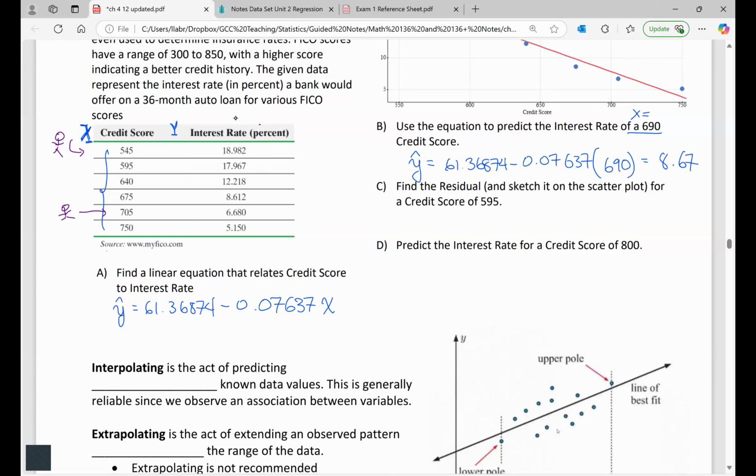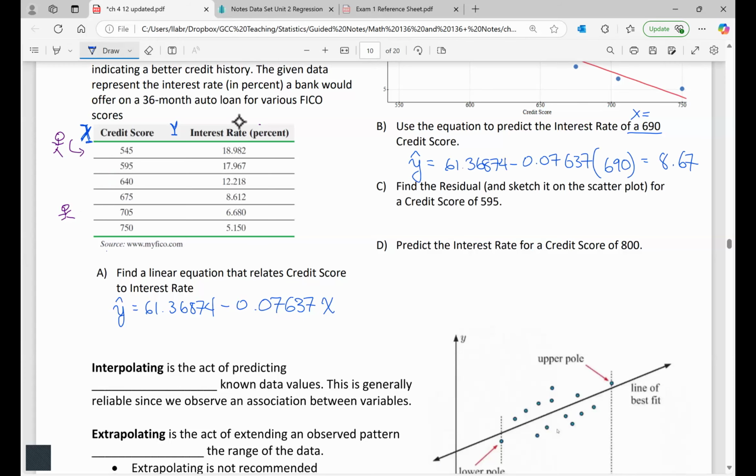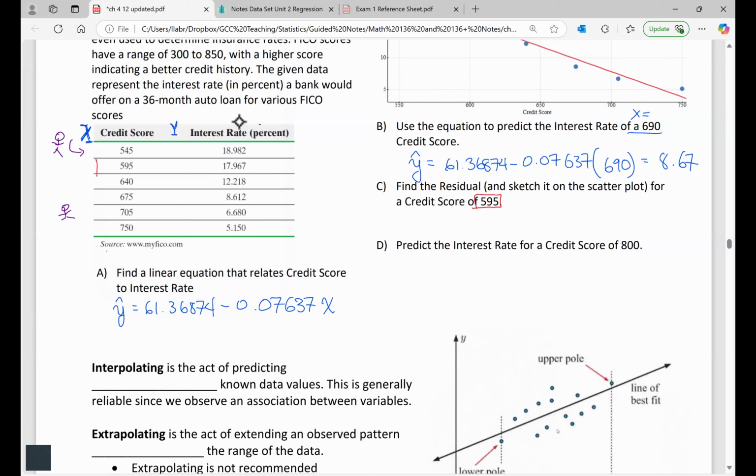Now I can find the residual and sketch it on the scatter plot above for a credit score of 595. So what I want to point out is that whenever they ask you to find the residual, you have to have that value be observed in your sample. So 595 is observed in my sample. It's right here. So I'm looking at this individual. Here's the X value that was observed. Here's the Y value that was observed.